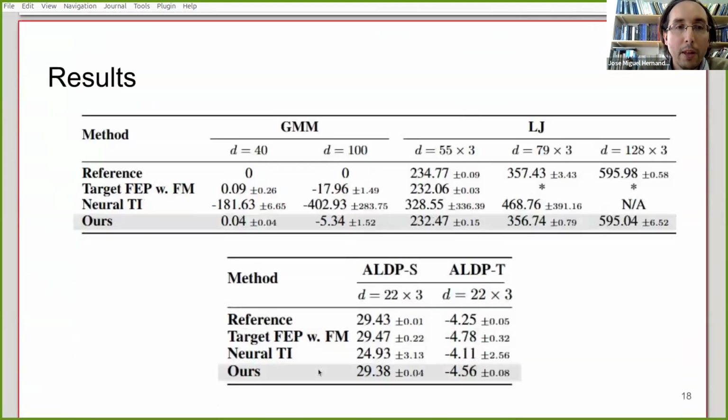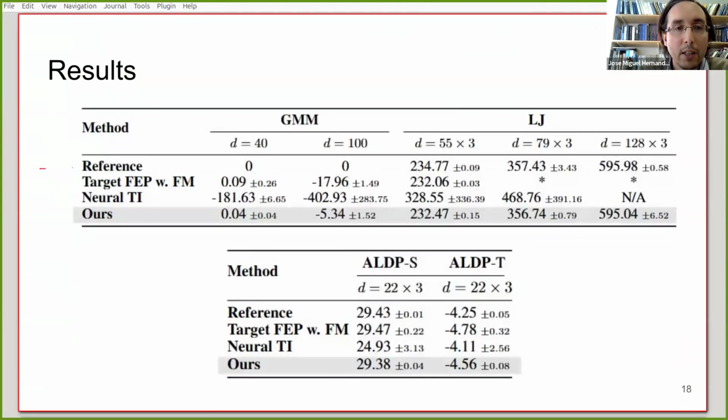We compared with different methods. The first one is a reference, which is obtained by running MBAR with intermediate distributions, which can give very accurate results if you have several of these distributions. We compare with the targeted free energy perturbation. This is a method based on the flow matching technique that I mentioned before that is more expensive. For example, in the Lennard-Jones problem, where there is a large number of particles, this method is not scalable and it's very expensive.